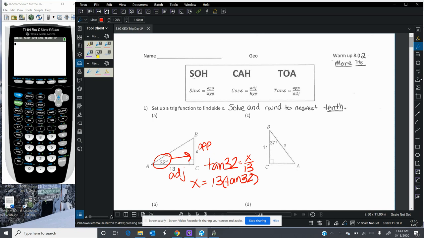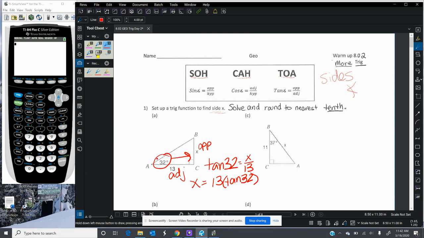SOHCAHTOA is our acronym. It's used to find sides or angles of right triangles. So I have a problem started here, letter A. Set up a trig function to find side x. Solve and round to the nearest tenth. Remember, you're going to need your graphing calculator, so if you don't have that, pause the video and grab one.